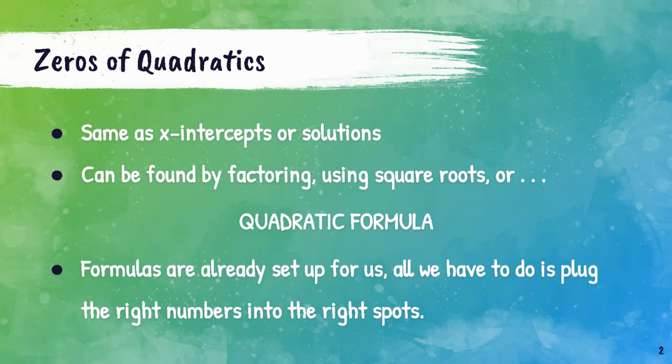So remember that zeros are the same things as x-intercepts or solutions. All three of those are the same thing. And they can be found by factoring, using square roots, or now the quadratic formula. So there's three ways that you can find them. We've already talked about the first two. This is the third way, and this is sort of like the last one that you would use.